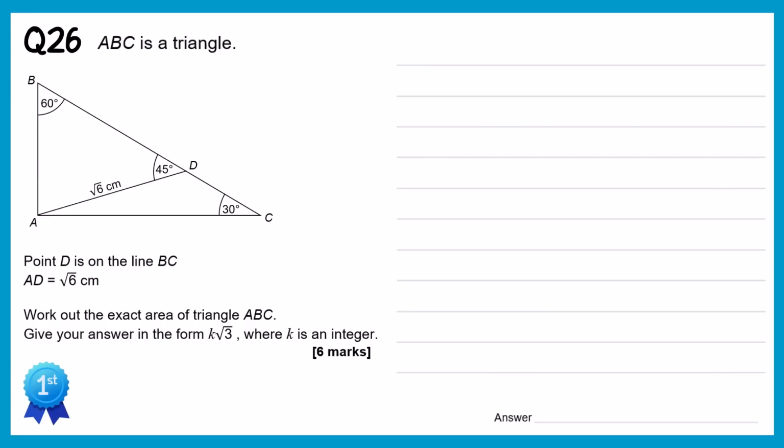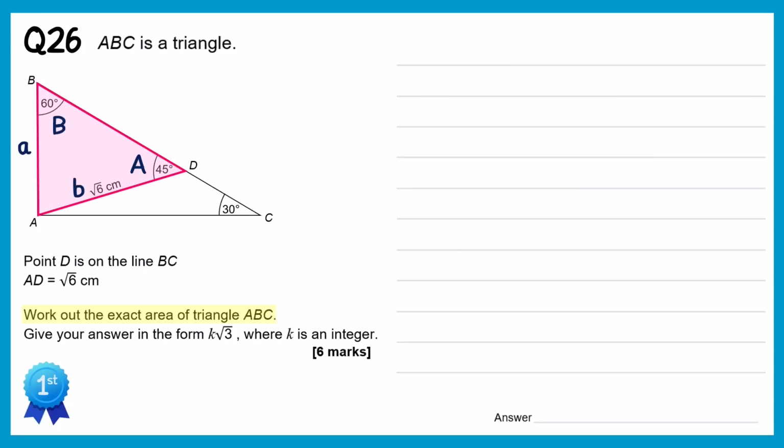In this question, we need to work out the exact area of triangle ABC. We're going to start by looking at the triangle ABD. It will be helpful if we can work out the length of side AB, so we'll call that a. And if we're going to call this lowercase a, the angle opposite it must be capital A. The side AD, which is square root 6, could be lowercase b, and the angle opposite that would be uppercase B.